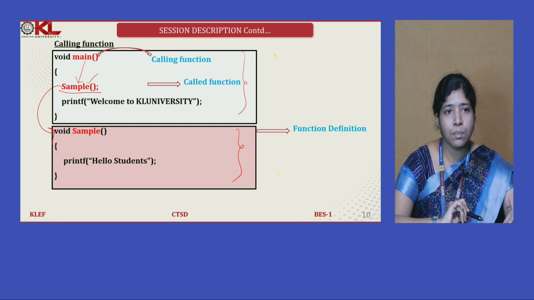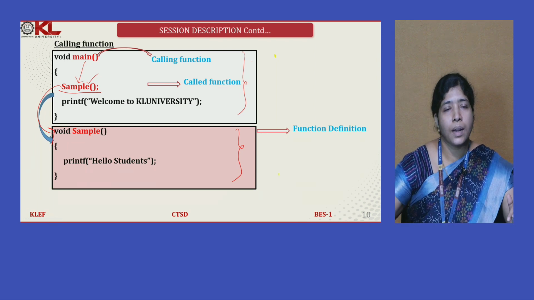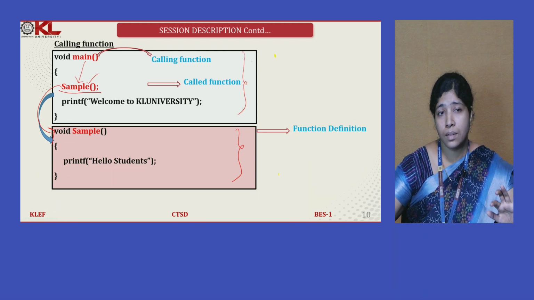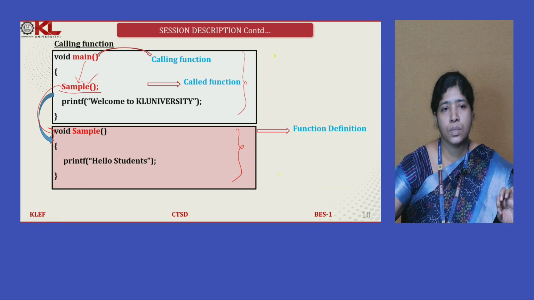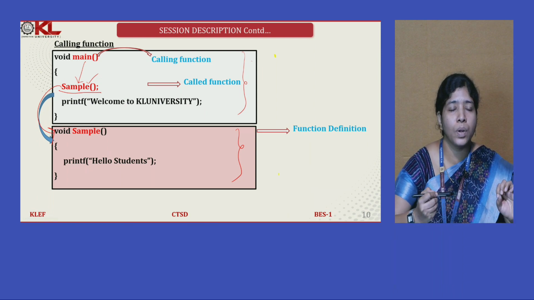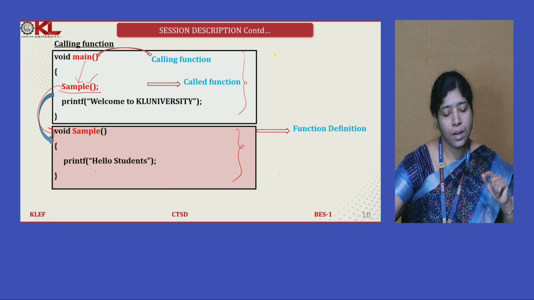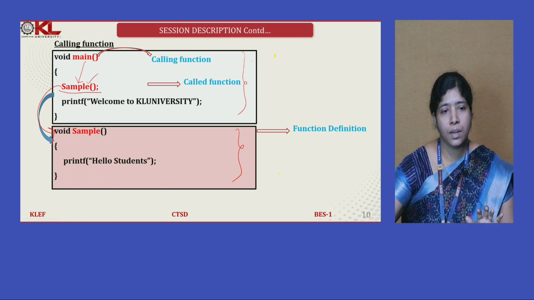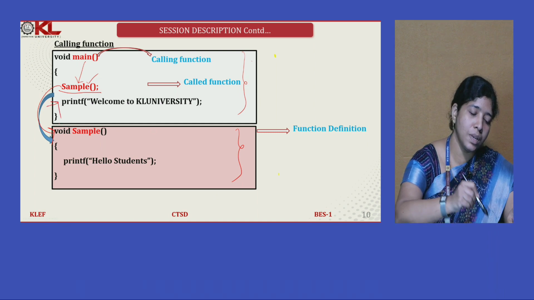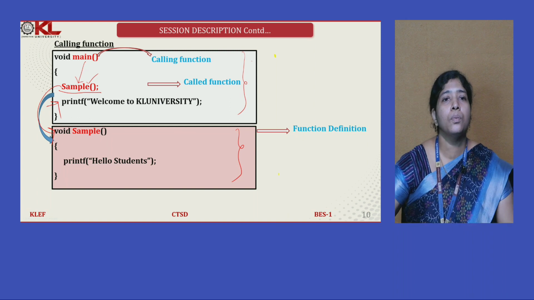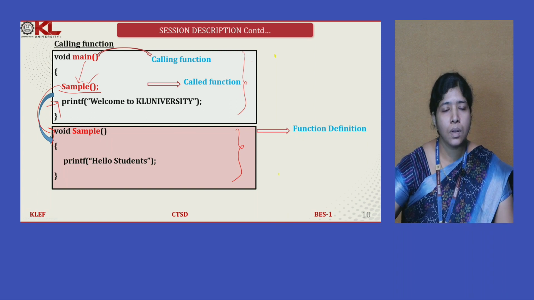So immediately it jumps to the user function, and the user function is executed first. What statements are available in this user function? Only one statement, printf hello students. Now first hello students is printed, then the task of sample has been completed. Immediately it returns back to the main function and the cursor moves to the next line of execution. What is that? Welcome to KL University. So what will be the output? Hello students, welcome to KL University.